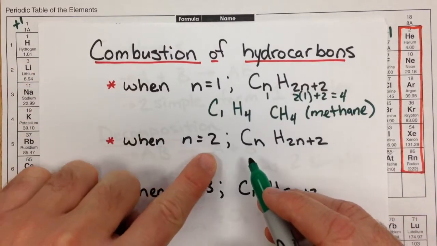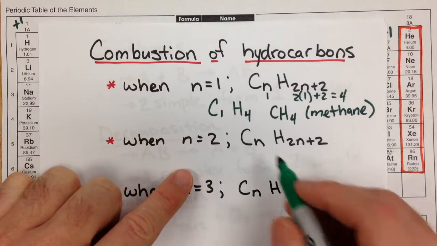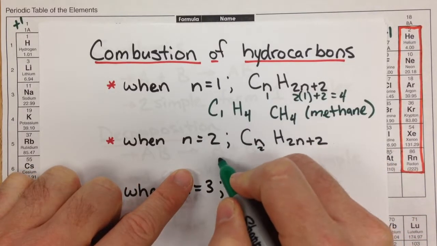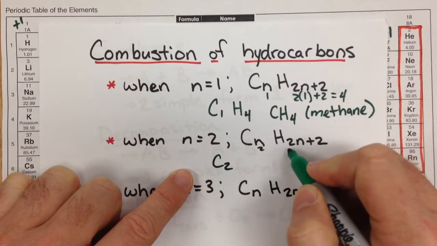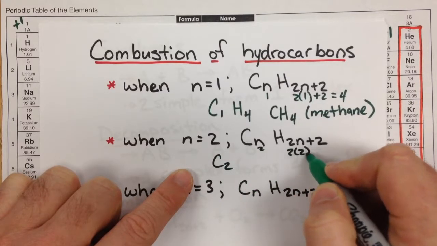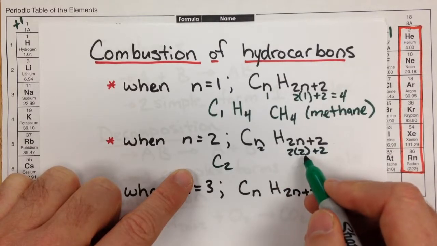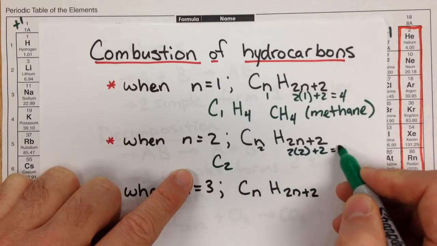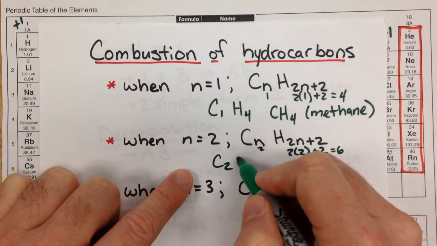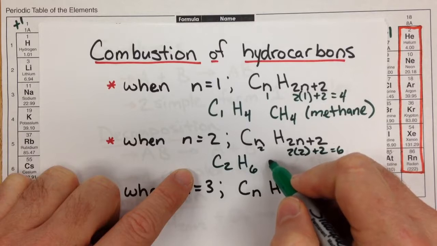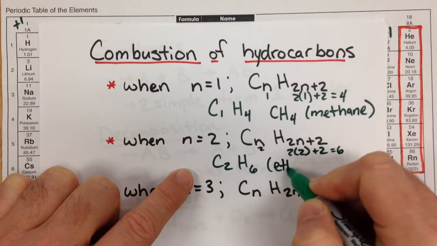Next up, when n equals 2, what would be the formula? Well, if n equals 2, then there's going to be 2 carbons, so it would be C2, and we'd have 2 times 2 plus 2 hydrogens, or 2 times 2, 4, plus 2, 6 hydrogens. So it would be C2H6, all right? And this has a name, it's called ethane.